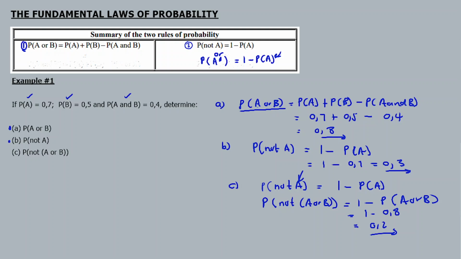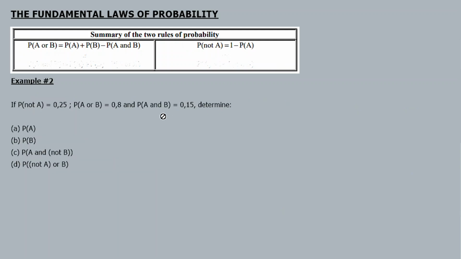Let's take another example. Example number 2. If the probability of not A is equal to 0.25, the probability of A or B is equal to 0.8, and the probability of A and B is equal to 0.5, determine the probability of A.